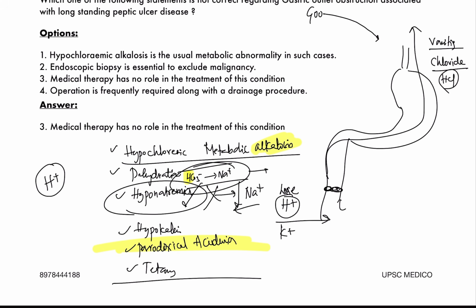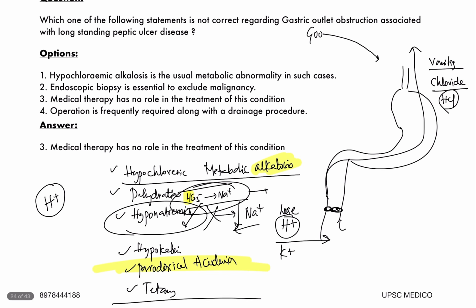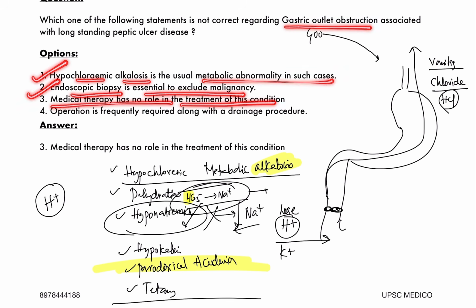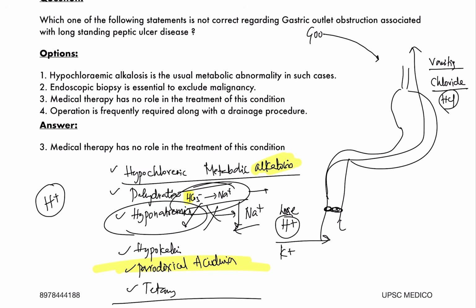These are all the metabolic effects, and based on these metabolic effects, let me tell you, there are so many questions being asked in any entrance examination, and if you don't understand the concept behind it, you tend to get confused. Now, when I'm talking about gastric outlet obstruction, hypochloremic alkalosis is the usual metabolic abnormality, right? Endoscopic biopsy is essential. Yes, it is very important. Medical therapy has no role in. No. You can give medical therapy in these cases of gastric outlet obstruction.